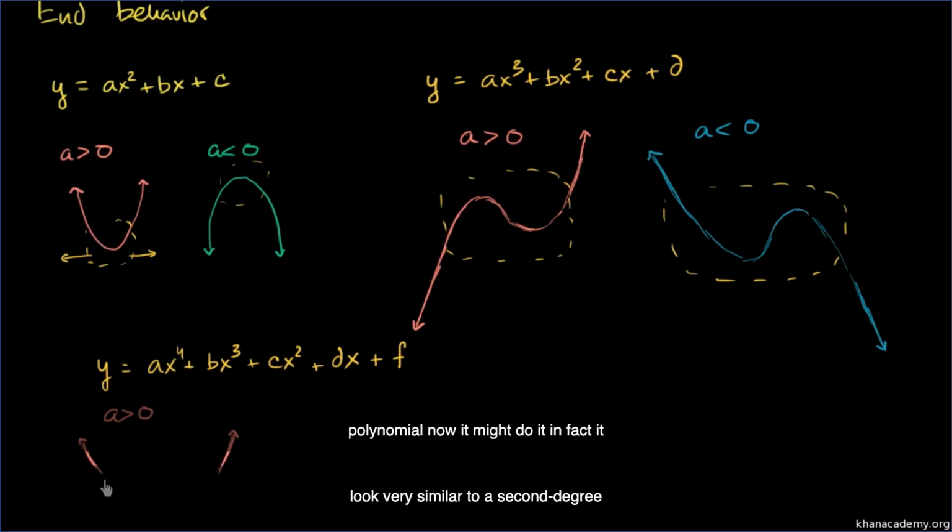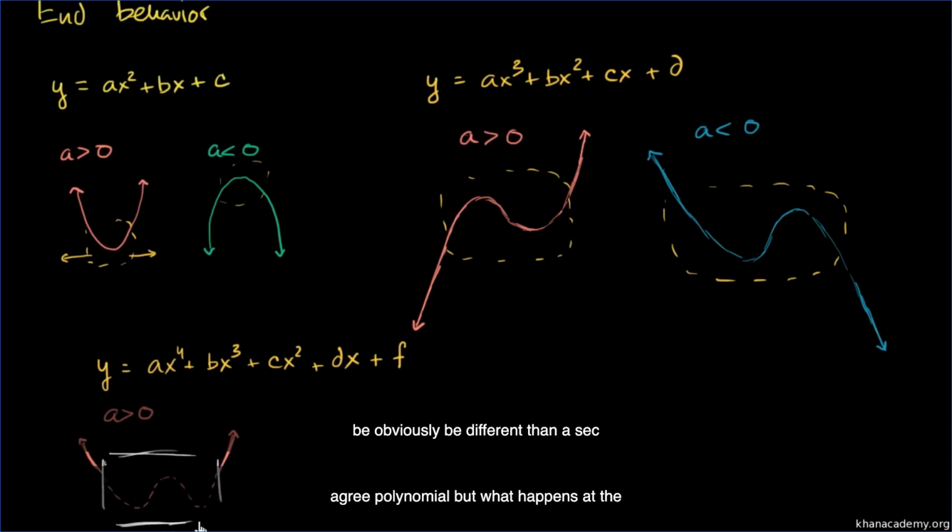Now, it probably will do some funky stuff in between. It might do something that looks kind of like that in between, but we care about the end behavior. You could call the stuff in the middle that I've dotted, the non-end behavior, the middle behavior. This will obviously be different than a second degree polynomial, but what happens at the ends will be the same.